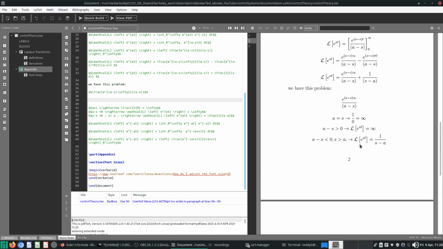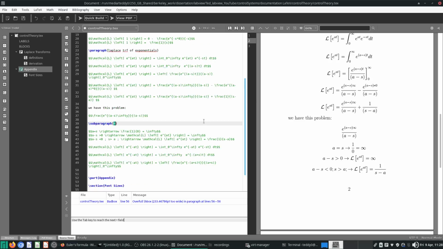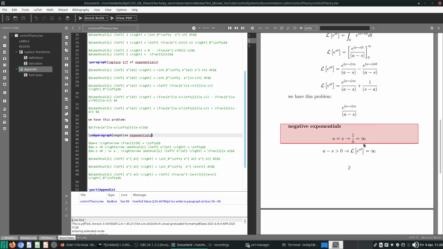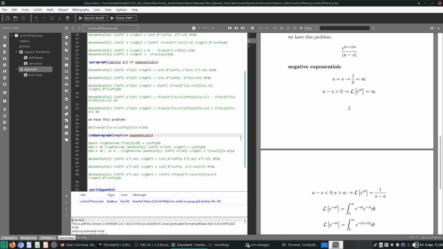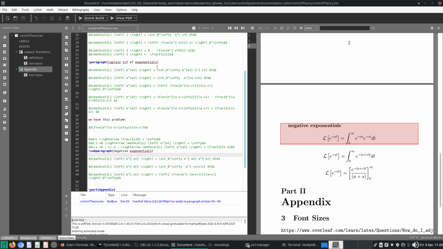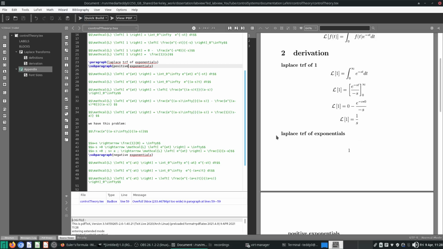Oh, okay. So this should be a subparagraph. Let me do this. Negative exponentials. So let me put this here, and let's put positive exponentials at the top. All right, there you go. I think we're all set now.